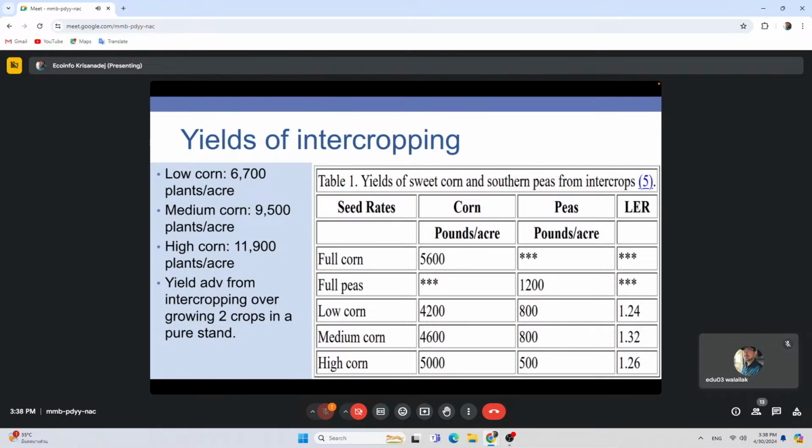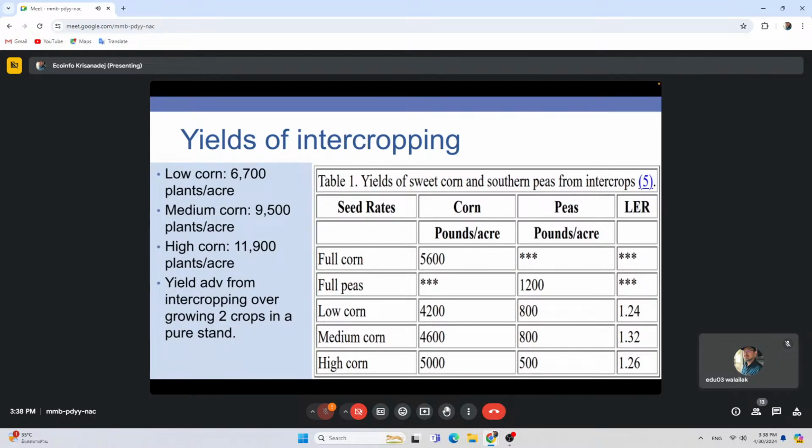Would that make sense? This is pounds of corn, and this is the number of pounds of peas. But as he suggests, if the price of corn is 10 times higher than peas, you probably want to choose this option, which is more profitable. In that case, I agree, price.